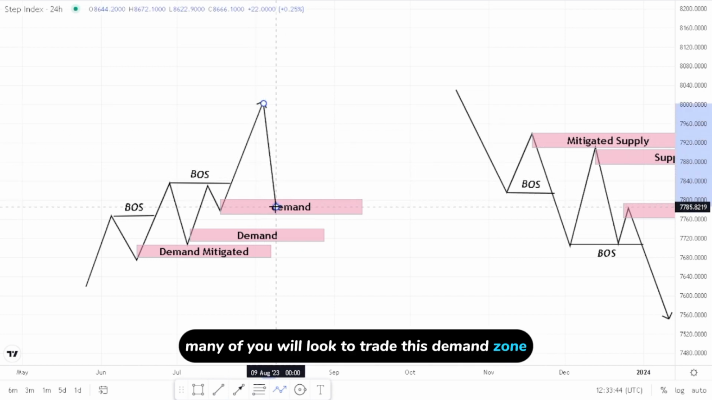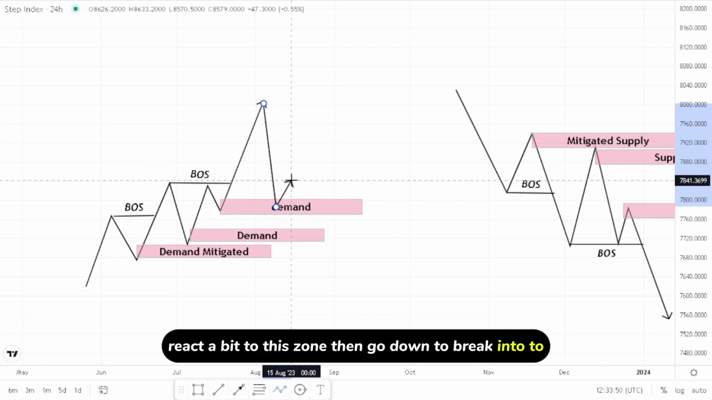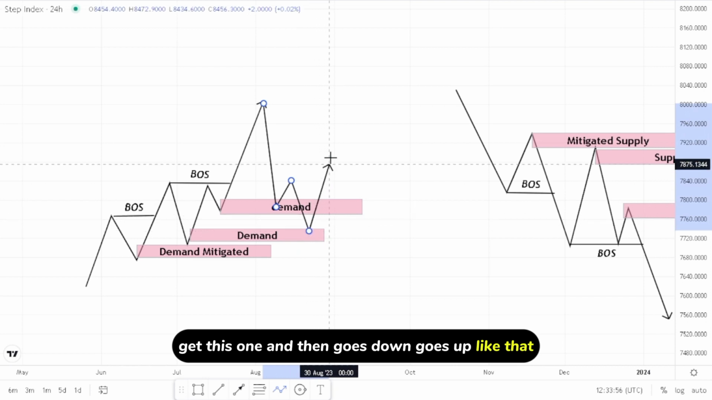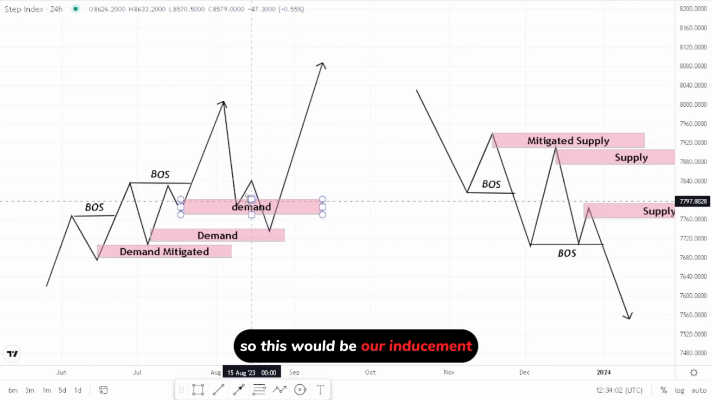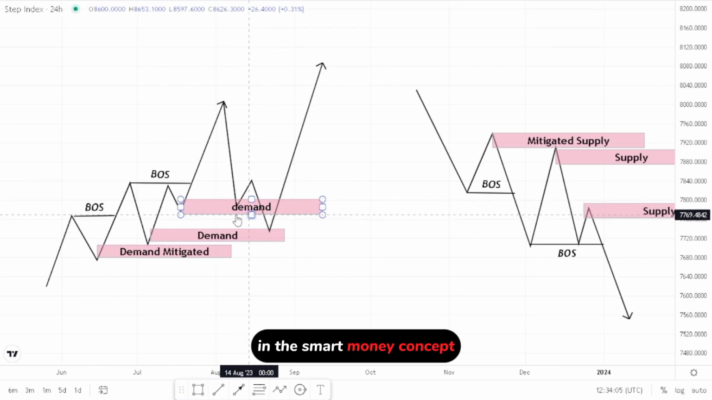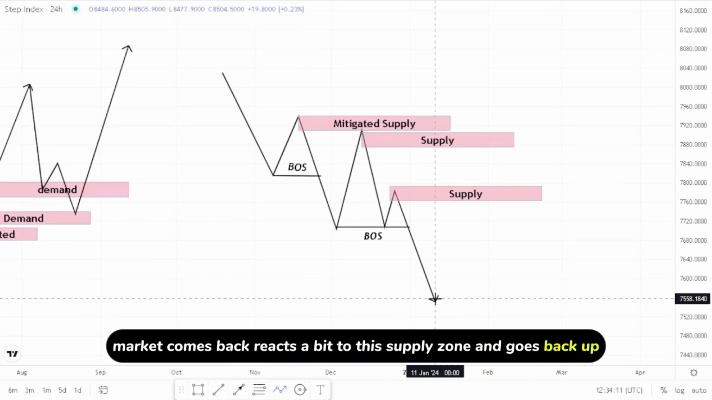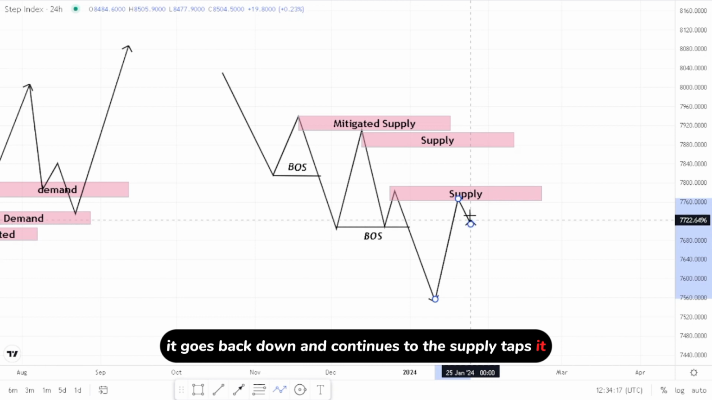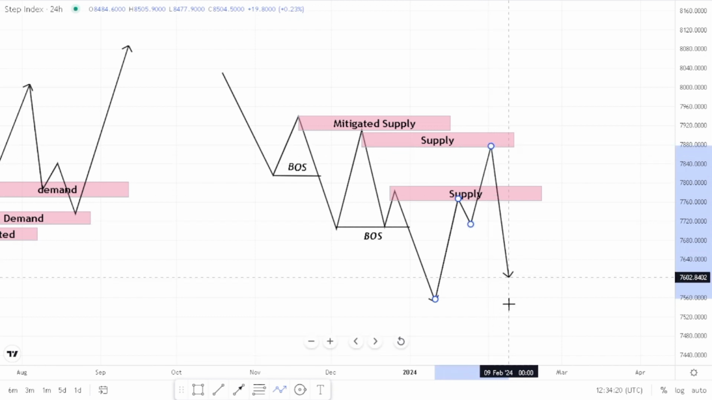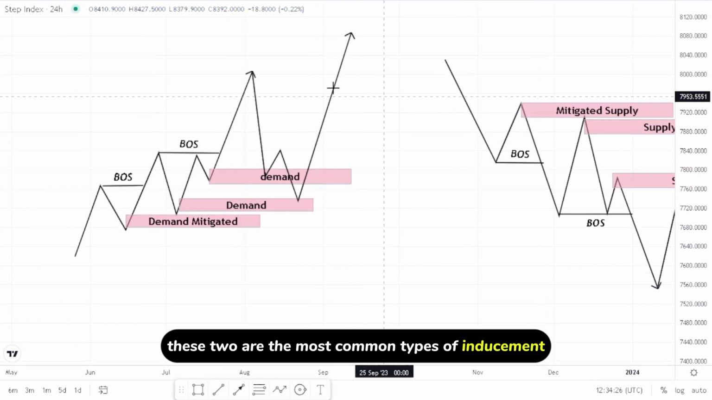you will look to trade this demand zone, and then when you put your trades here, market will only react a bit to this zone, then go down to mitigate this one, and then goes up like that. So this would be our inducement in the smart money concept. Same goes for the bearish example. Here market comes back, reacts a bit to this zone, goes back up, goes back down, then continues to the supply, taps it and goes down like this. These two are the most common types of inducement.